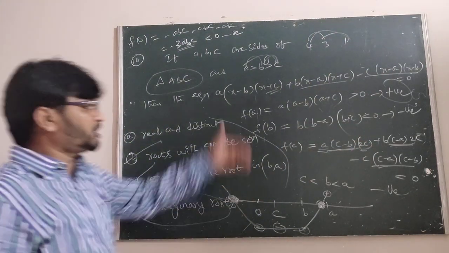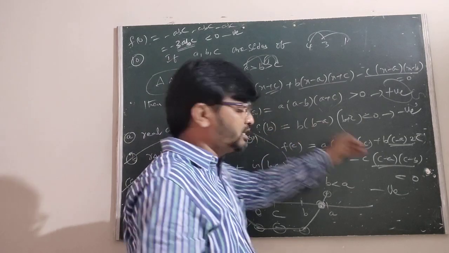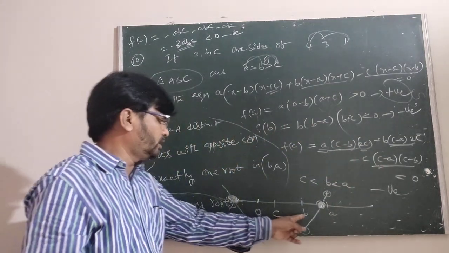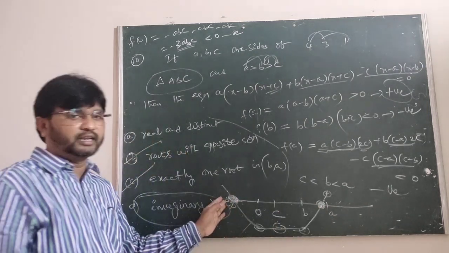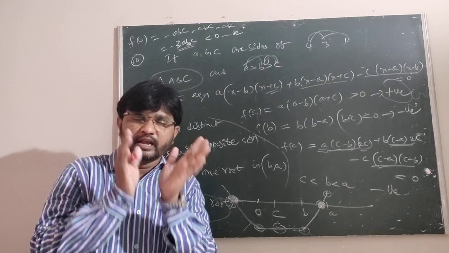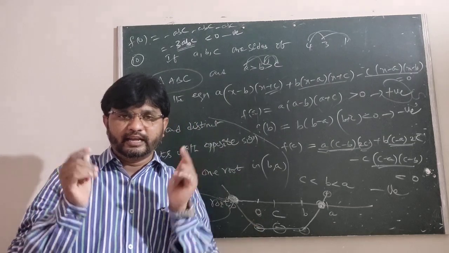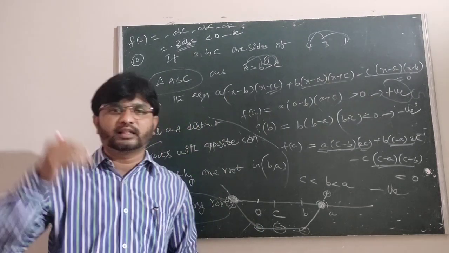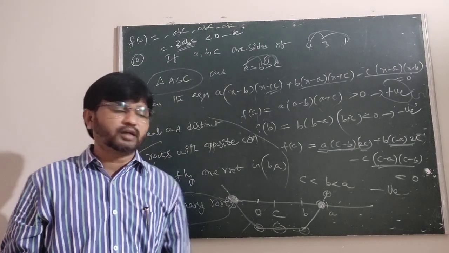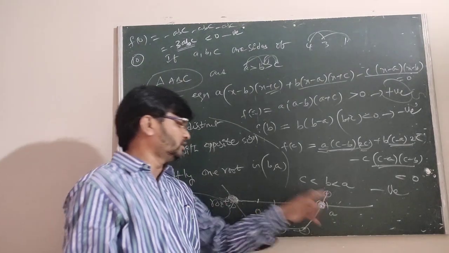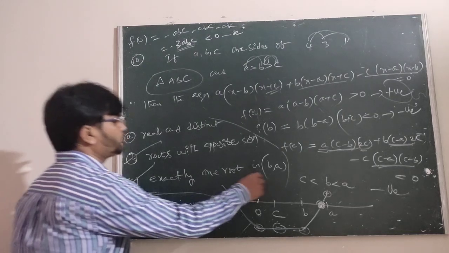So in the case of f of a positive, and f of b and f of c negative, exactly one root lies in the interval b to a, which is a positive root. Below 0 is the negative root. Therefore the roots are real and distinct. In another case, one root is negative and the other root is positive, so the roots have opposite signs. And the third case is that exactly one root lies in the interval b to a.